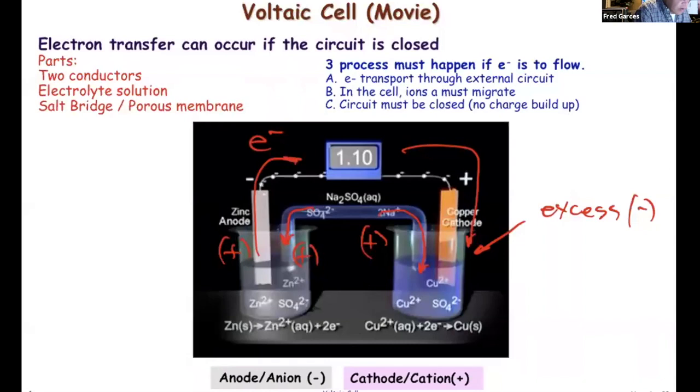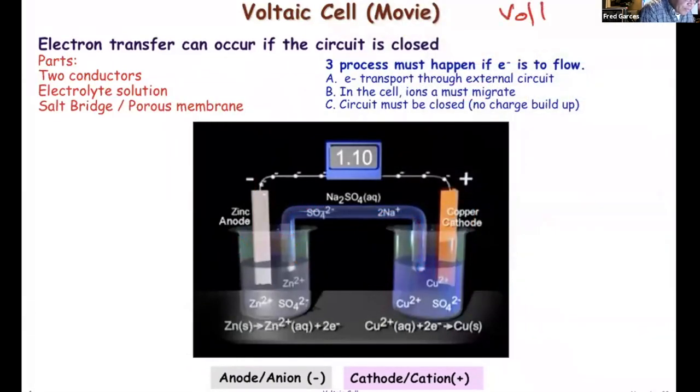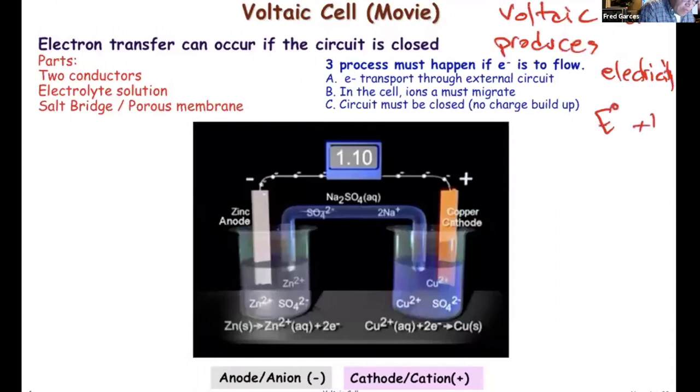So this right here is what we call a voltaic cell. A voltaic cell produces electricity, and therefore E0 is positive and delta G is negative. It's a spontaneous process. If we were to reverse this reaction, it would not be spontaneous. In fact, if we tried to force this reaction to go in reverse, we would need to pump in 110 volts to drive that reaction in the opposite direction.